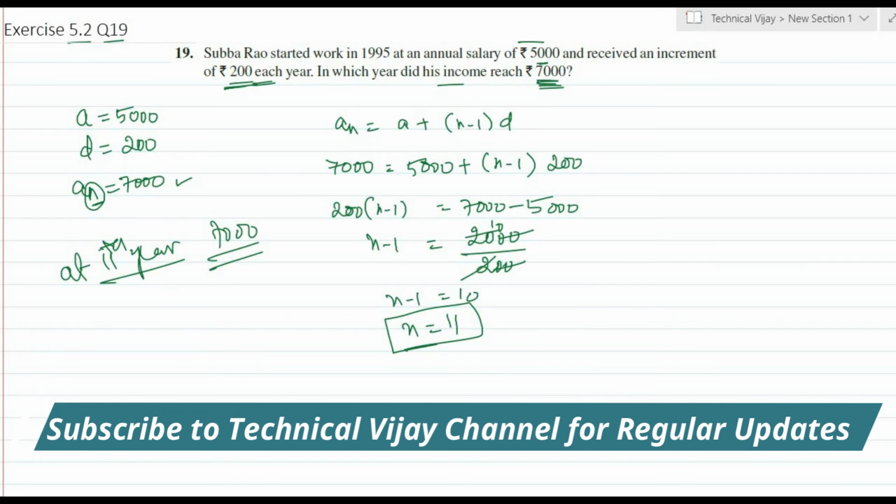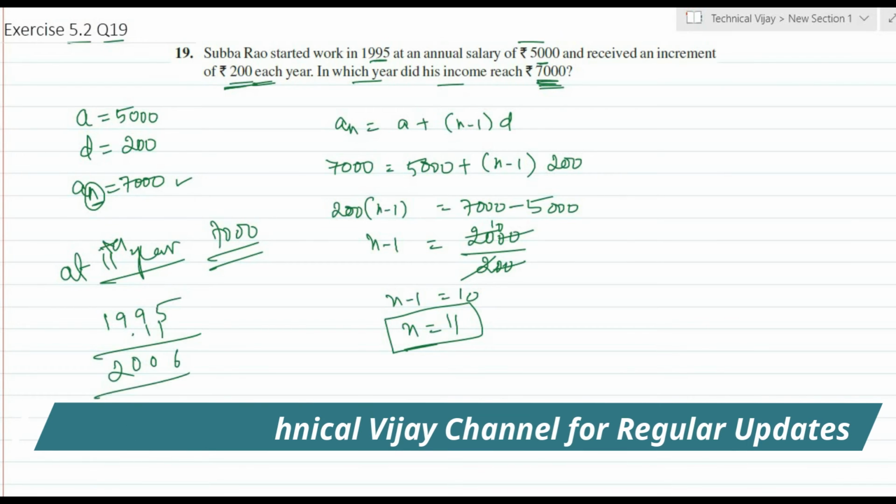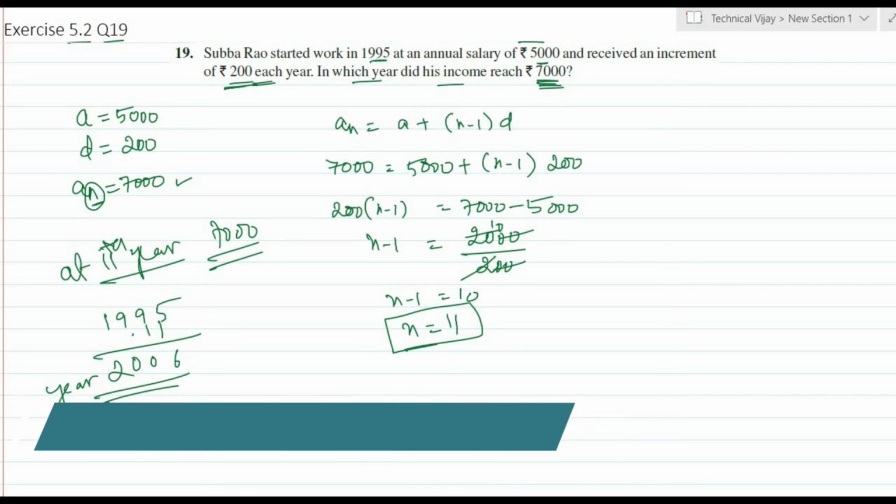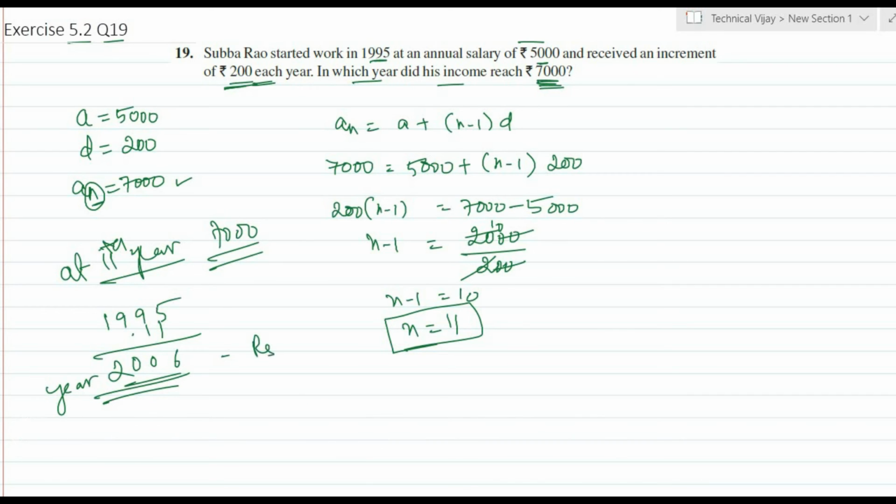So in which year will his income reach 7,000? 1995, you have to add 11. So it will be in the year 2006 that you will get rupees 7,000.